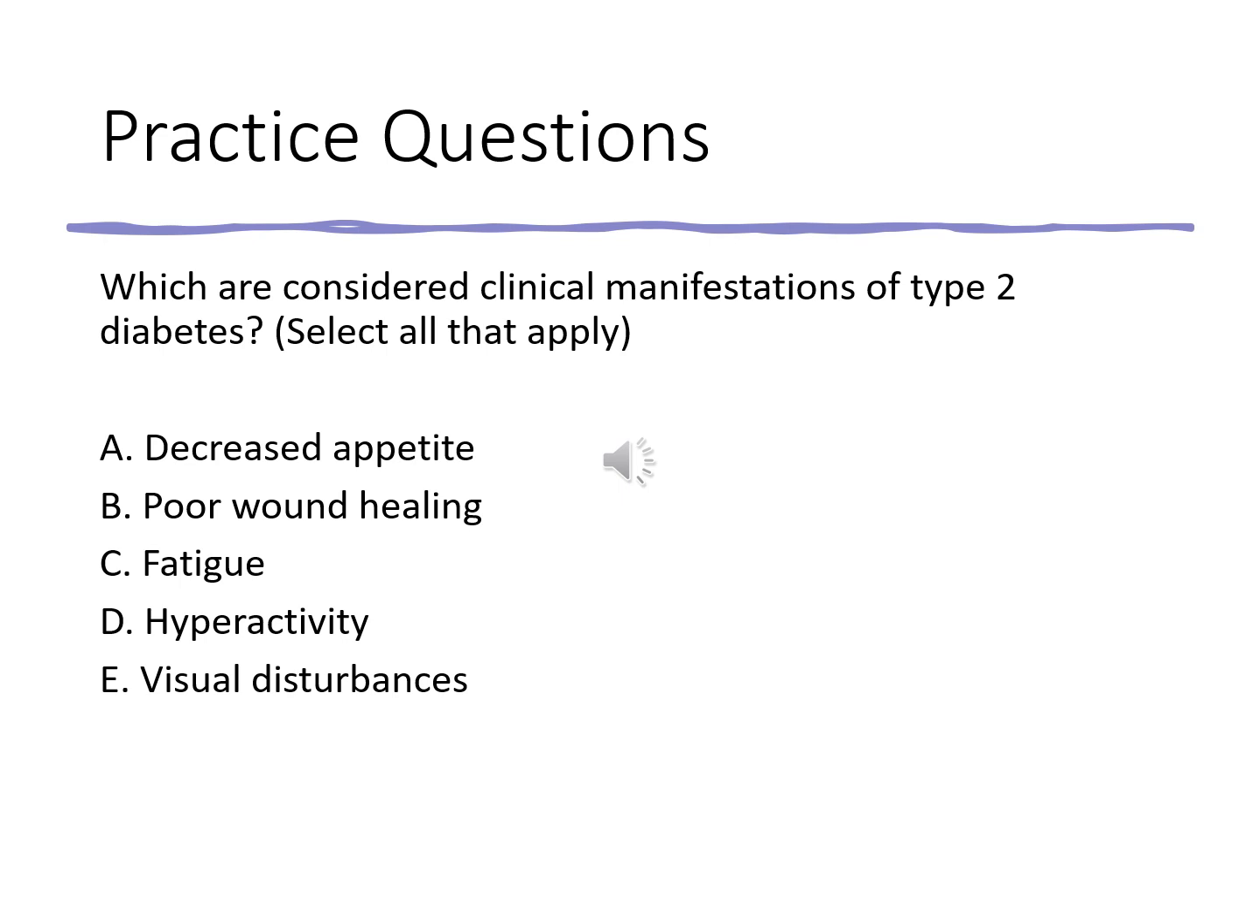So the correct answer is B, C, and E. So boy, cat, and elephant. The rationale is that decreased appetite and hyperactivity are not associated with type 2 diabetes. Poor wound healing is due to decreased peripheral circulation. Visual disturbances are due to microvascular effects of diabetes. Fatigue is due to the breakdown of fats and proteins for energy needs.